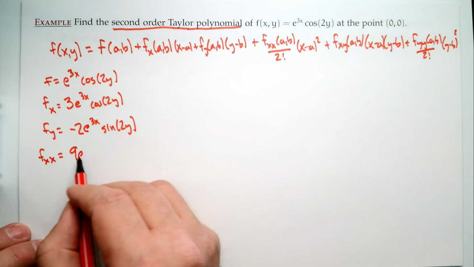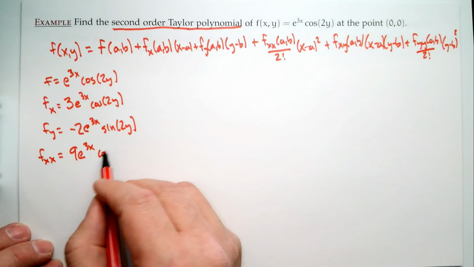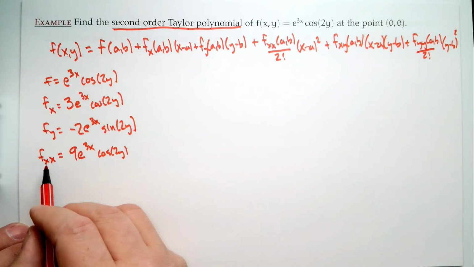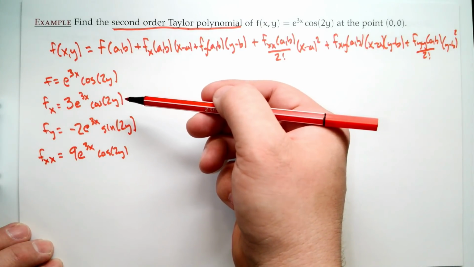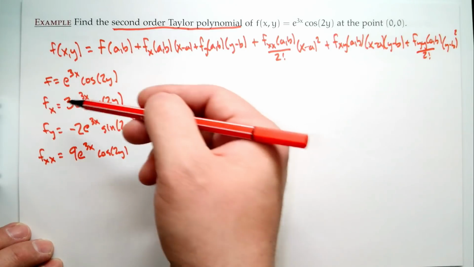So 9 e to the 3x cosine of 2y. So when I talk about f_xx, you start with the first derivative with respect to x and take the derivative with respect to x again. So that's why it's 3 times 3 giving 9.